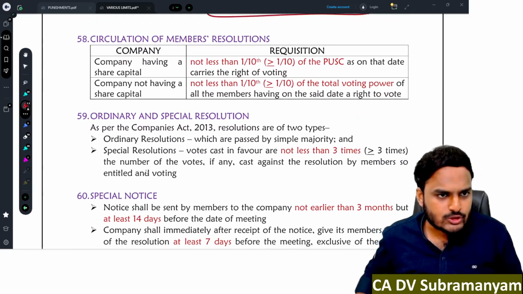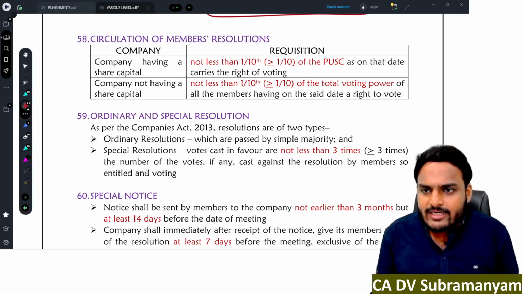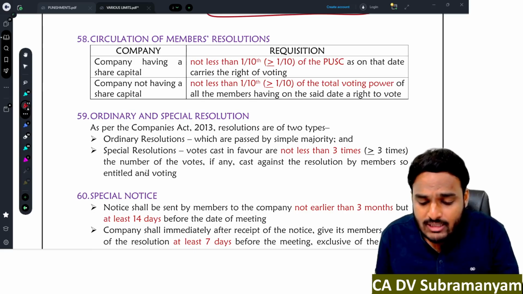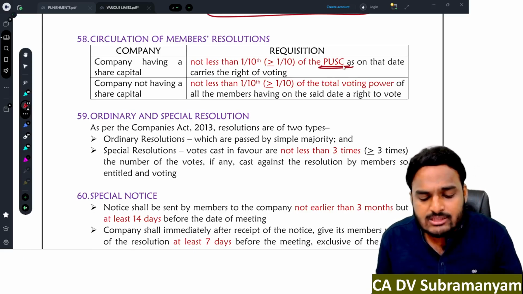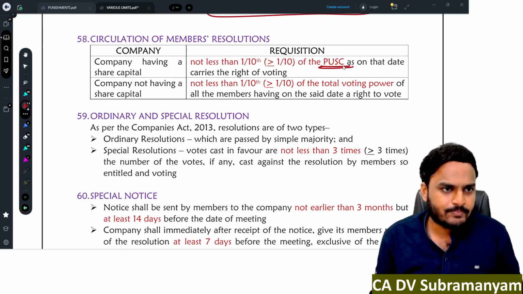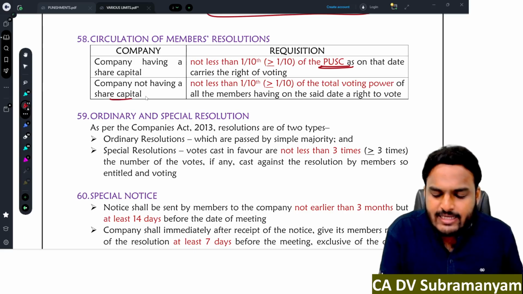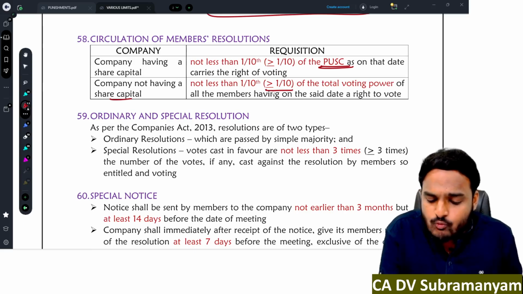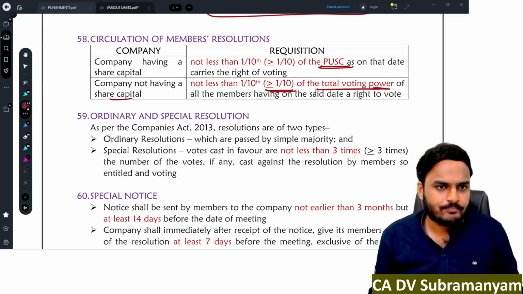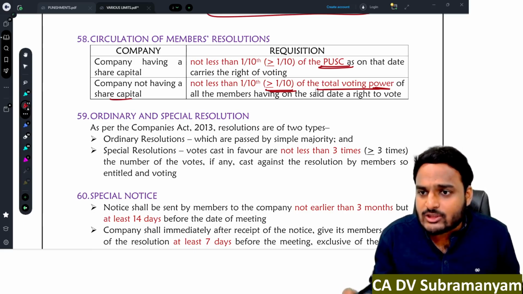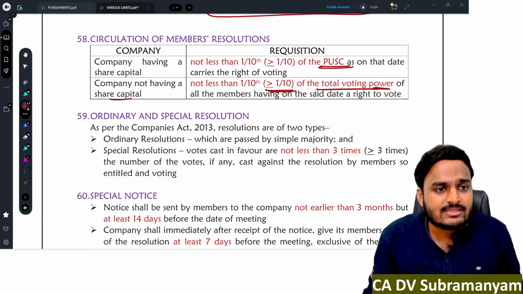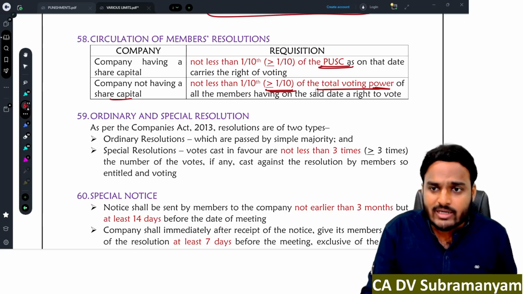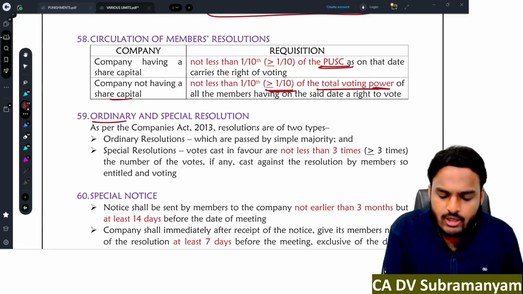Circulation of members' resolution. Requisition is valid if it is signed by members holding not less than 1/10 of paid up share capital, as on the date carrying the right of voting. If it is a company without share capital, then members shall represent at least 1/10 of total voting power as on the date of the right to vote. So here the applicable limit is 1/10 or more.